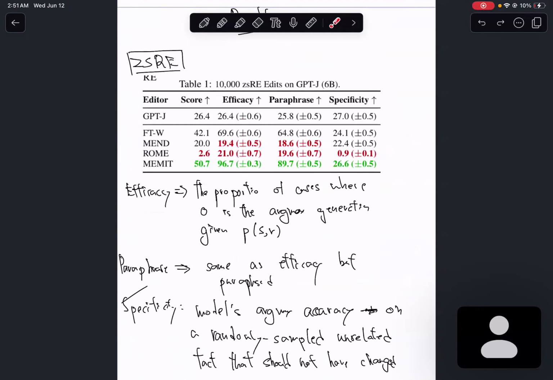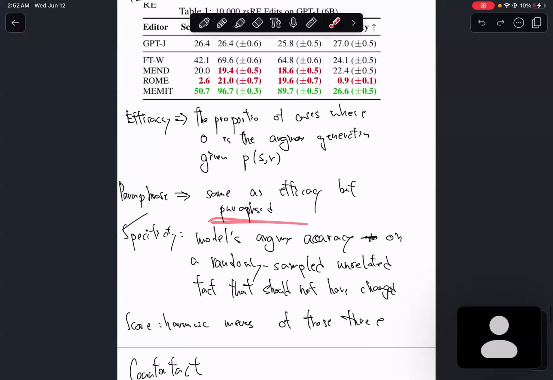If we look at the ZSRE, first I should talk about what these metrics are. Efficacy is the proportion of cases where O is the argmax of this one. Basically, it means how well you edit the model. Paraphrase is how well you edit the model, but it is paraphrased. So these two are very important to see how successful you are.